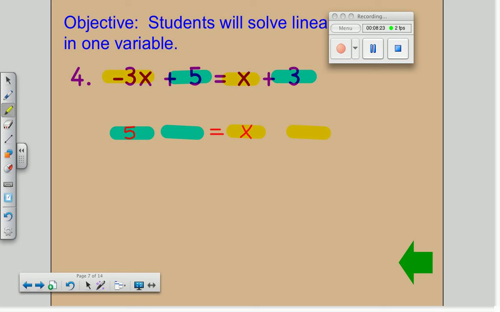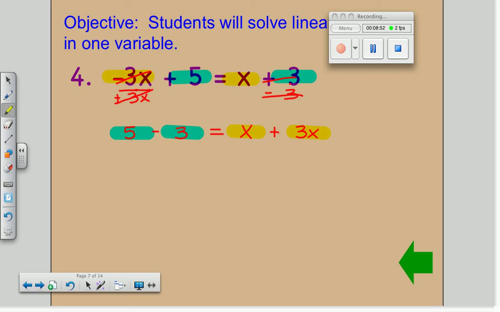Now, my negative 3x. I don't want it here anymore. I want to get rid of it. So the opposite of negative is positive, so I'm going to add 3x here, then it goes away. Well, then I have to do the same thing on the other side. I have to add 3x. Now my plus 3, I want to get rid of it here, so I'm going to subtract 3. It goes away. And then over here, subtract 3 on the left side.